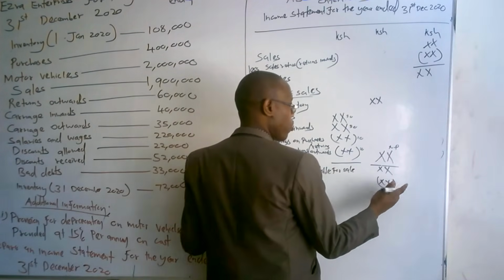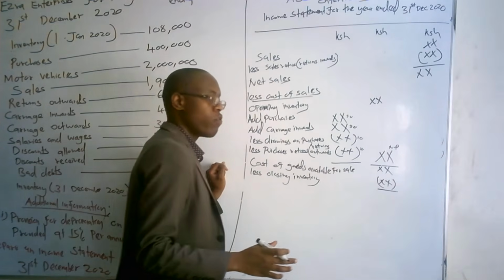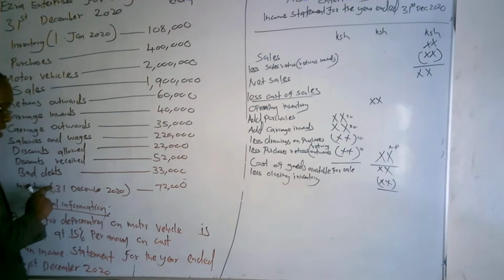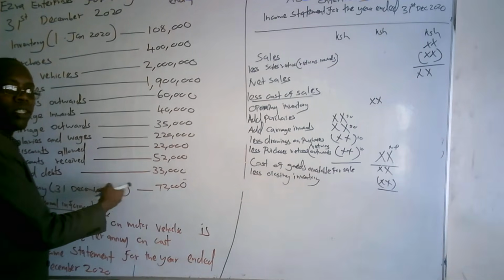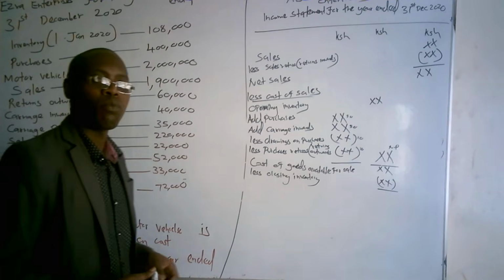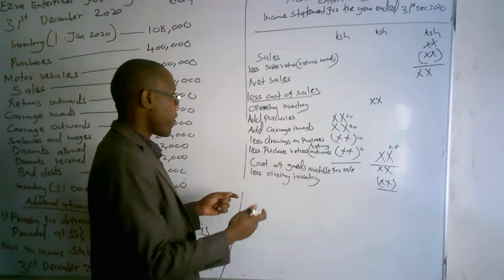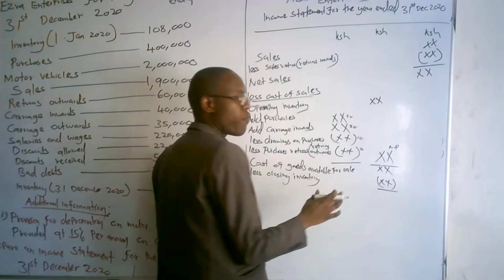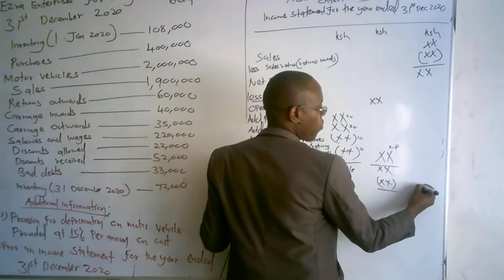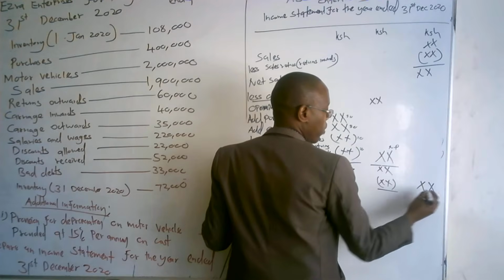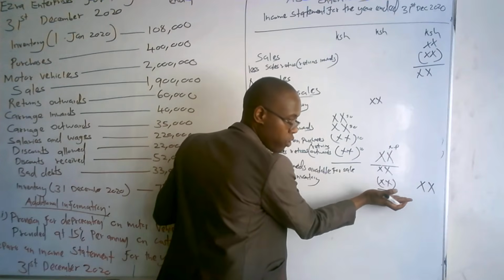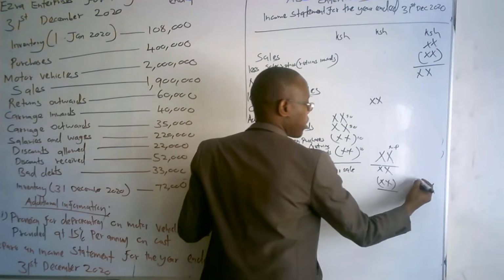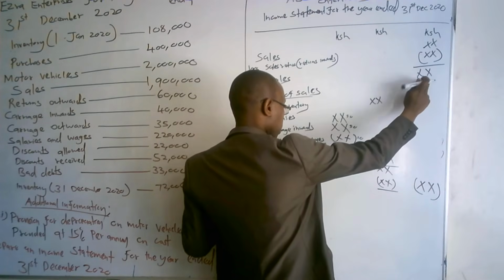If you less the closing inventory from the cost of goods available for sale, and remember the closing inventory is the inventory at the end of the year, which is 31st December 2020, then at the end of the day you are going to have the cost of sales. The answer you get here, you do not put it below again, but you transfer it to the third column so that it will be subtracted from the net sales.